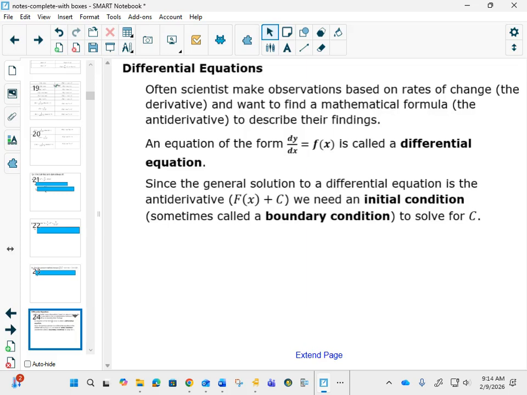Differential equations. Often in real world examples, you're observing things and you're noticing rates of change. So in other words, you're noticing derivatives and you want to create the formula that describes what you're seeing. And so you need to work backwards, the antiderivative, to find this. So an equation in a form like this, where I know the rate of change, is called a differential equation.